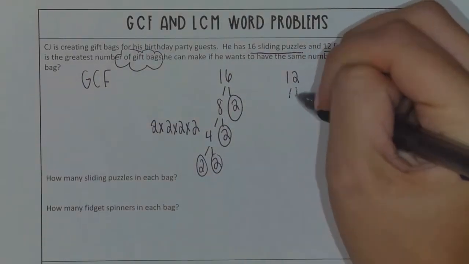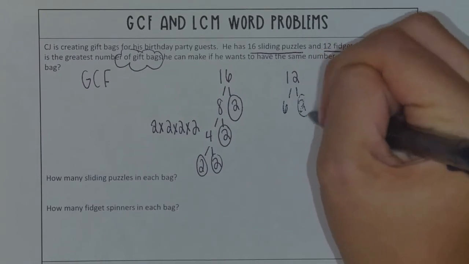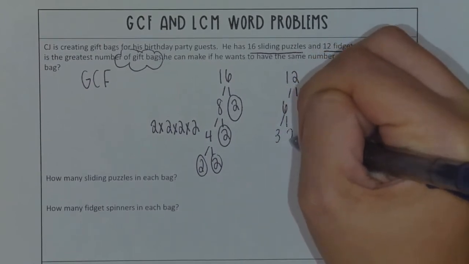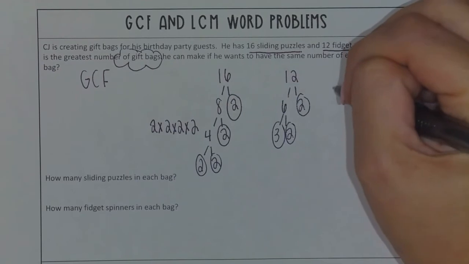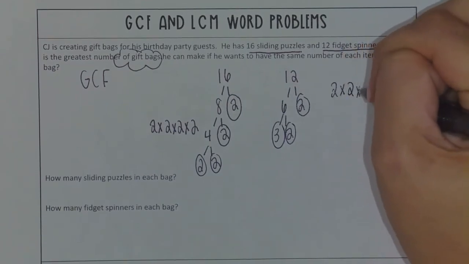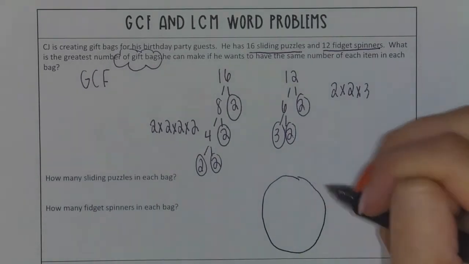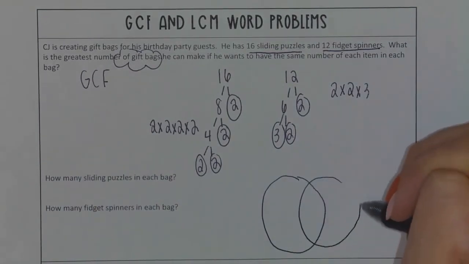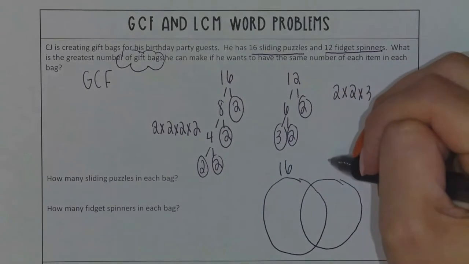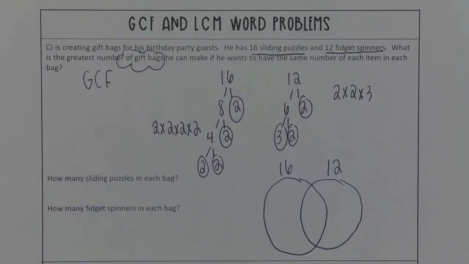I'm going to break down the number 12, which would be 6 and 2. 6 can be broken down into 3 and 2. So my expression here is 2 times 2 times 3. Okay, so when I create my Venn diagram, I'm going to put 16 on the left and 12 on the right, just because that's how I have them set up here.